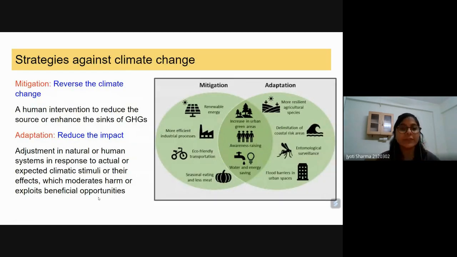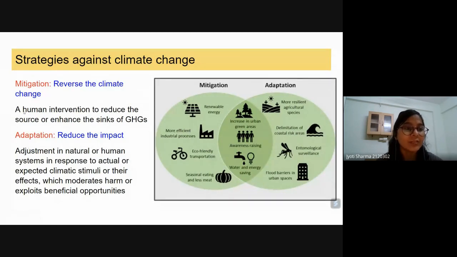Okay, so if there is climate change, then we must have some strategies against this climate change. Basically, we have two strategies. The one is mitigation, and the second is adaptation. If we want to reverse the climate change, if we want to control the warming of our temperature, then we are talking about mitigation. If we are not worrying about controlling the temperature, but we want to reduce its impact, suppose if temperature is increasing, we are just buying ACs in our home so that the impact of this increasing temperature doesn't affect us. So this is a kind of adaptation.